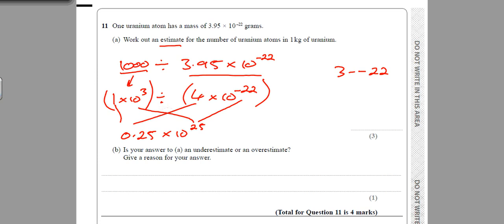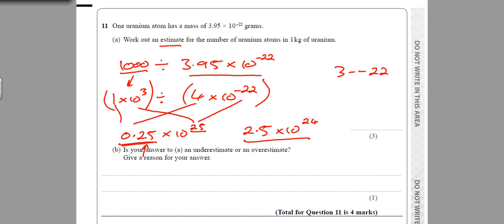And again, that's not right because that's got to be between 1 and 10. So I need to make this thing bigger. That's going to be 2.5 times 10 to the power. And if I've made this thing bigger, I've got to make this thing smaller. So power of 24. That's it. 2.5 times 10 to the power of 24.